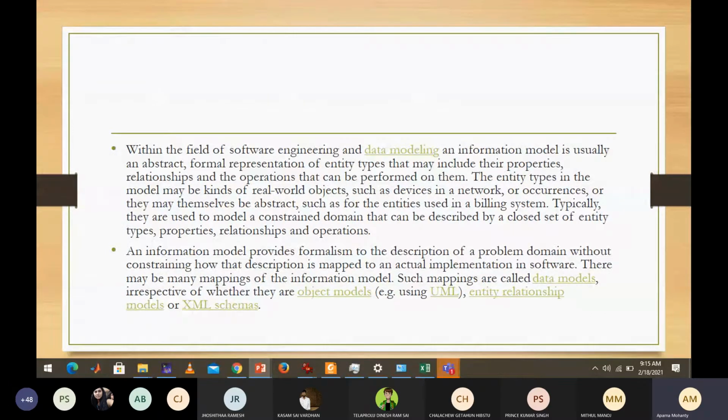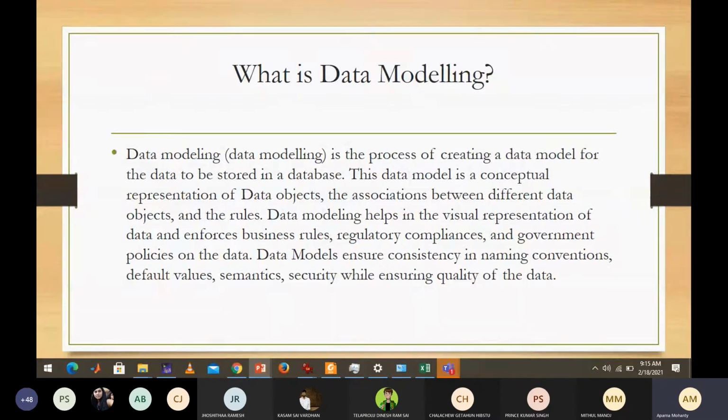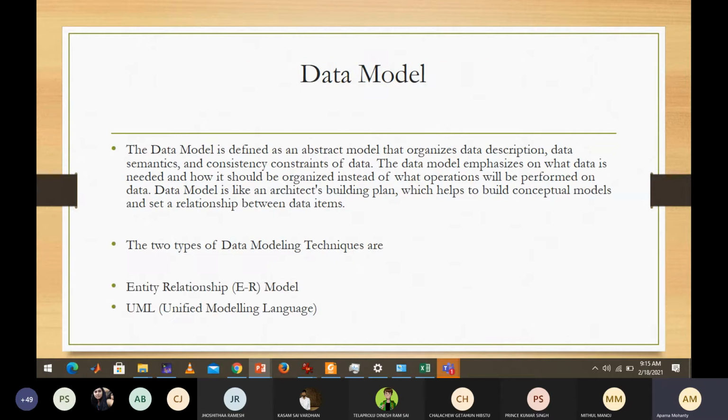So next comes what is data modeling. This is the first thing you need to know before you get into the information model. Data modeling: data is any raw form of content, so how to model that? There are basically two types of data modeling techniques. One is UML, that is Unified Modeling Language, and the other is the ER model or Entity Relationship Model. These are the two data modeling techniques, how you model the data.